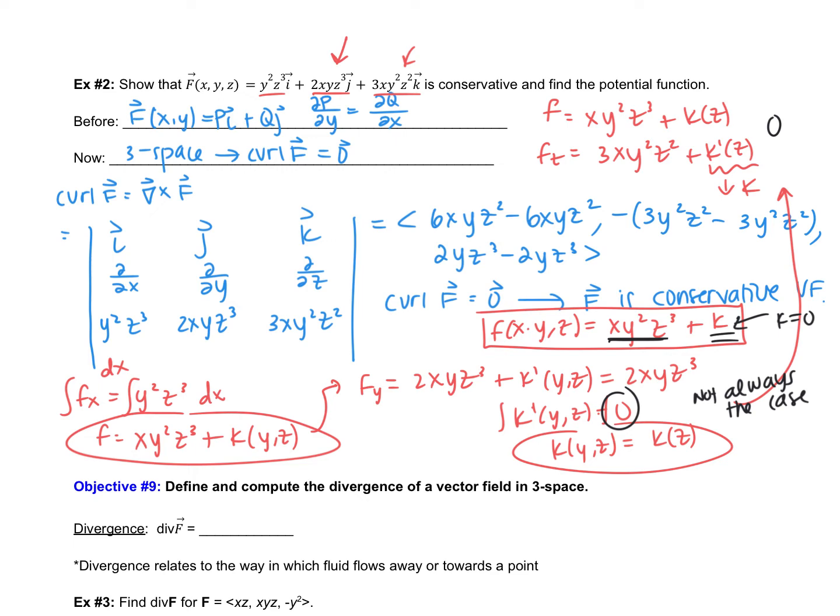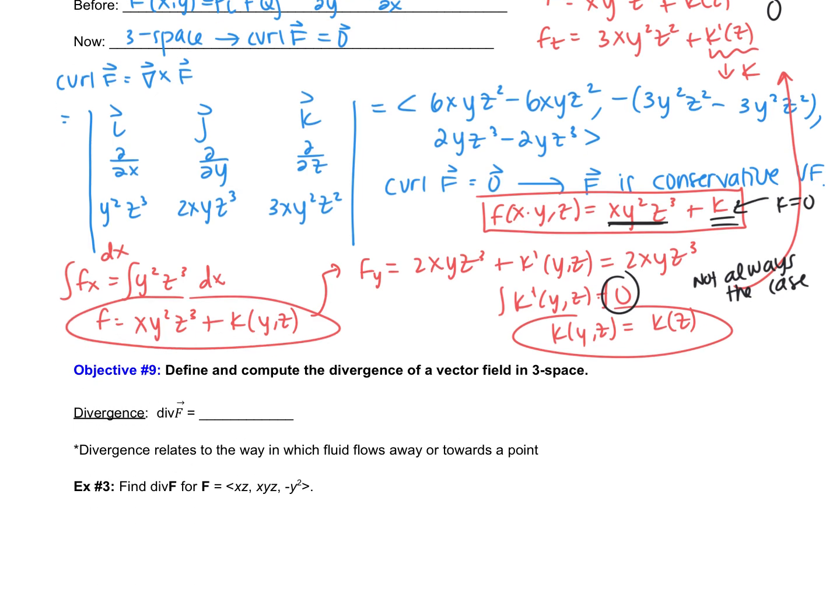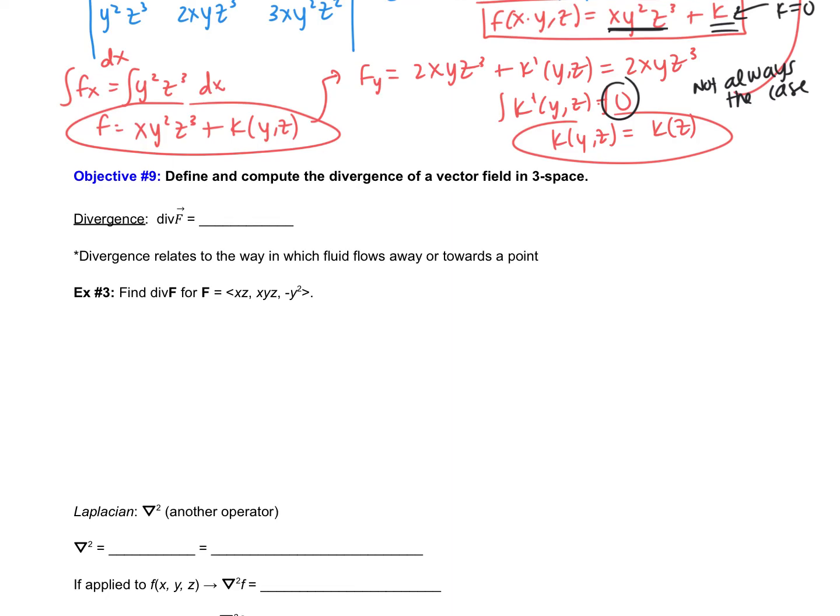Okay, so that's curl. Now we're going to move on to divergence. Divergence of f is the gradient operator dotted with the vector field. A quick reminder, if we're dotting two vectors, we're going to end up with a scalar. You're not going to end up with a vector field. And divergence relates to the way in which a fluid flows away or towards a point. Okay, so we're going to look at the same vector field that we had in example number 1, and we're going to find the divergence of f.